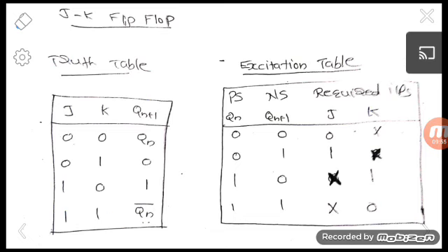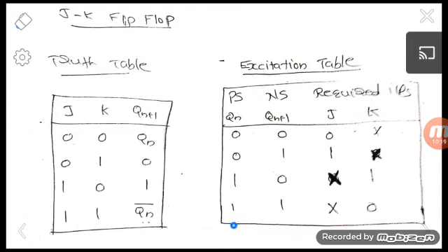Okay, so we can take the second and the fourth condition, that is j can be 0 or 1 but k is always 1. Okay, so j can be 0 or 1 here, so here we are writing j as x and k as 1. Okay, and for the last condition, that is output is remaining at 1.